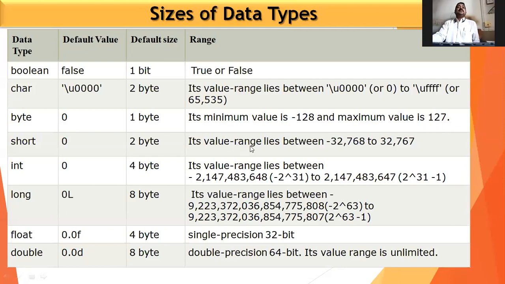So these are the default sizes and ranges of data types. Boolean is true and false, character is only 2 bytes, then byte, short, integer, and long are integer data types, and float and double are floating point data types. Okay, so this is the size of data types.